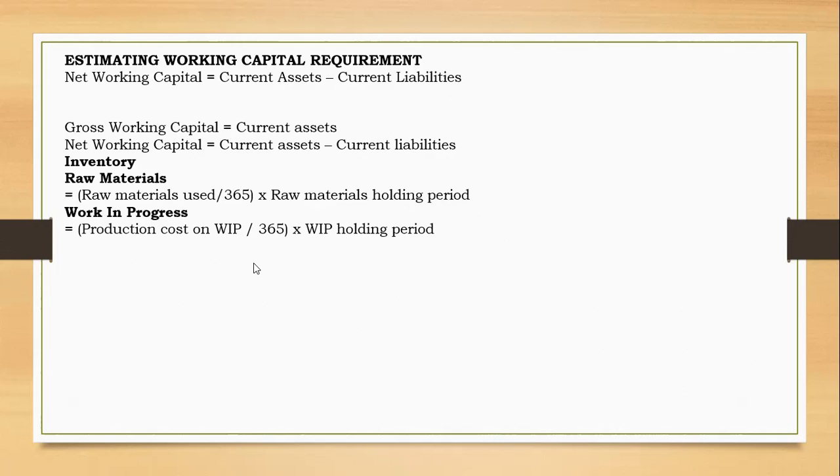Alright, and then finished goods. This is what we are used to always. We can say production cost of sales over 365 times finished goods holding period. Or you can just say cost of sales, no problem.